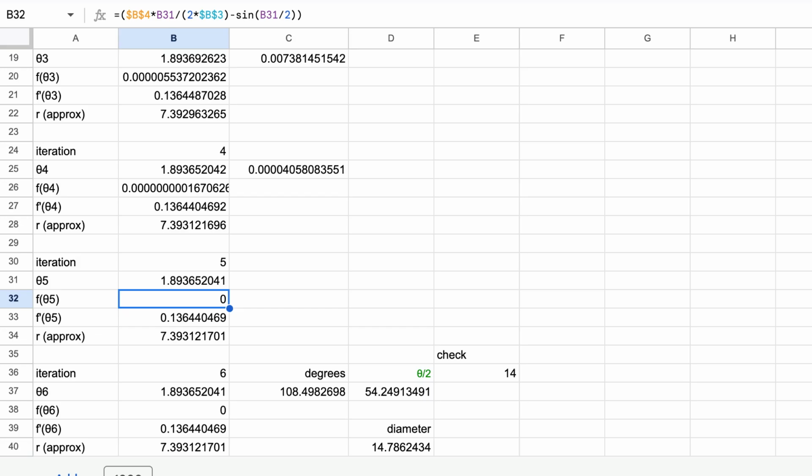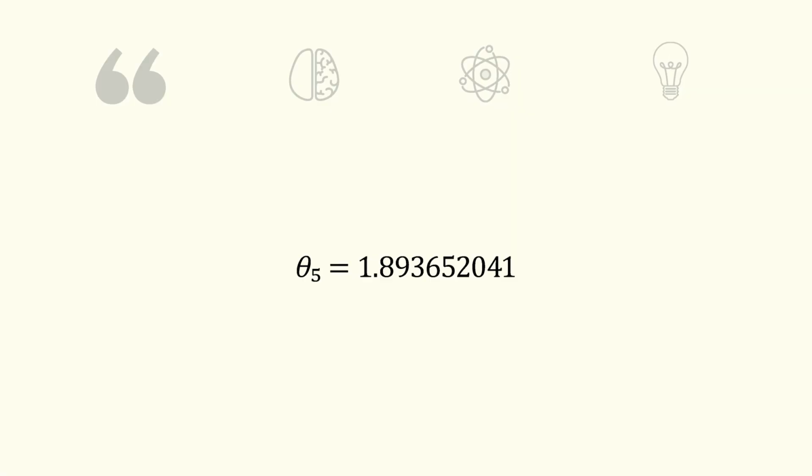If we do one more iteration, we get theta equals 1.893652 and a bit more. On the fourth iteration, Google Sheets just gave up and straight up set f of theta equal to 0, and it locked theta in at 1.893652041, and r equals 7.3931217001 after just 4 iterations. You have to love Isaac Newton.